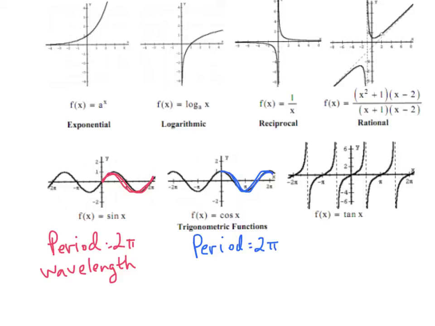Tangent have a different period. Tangent periods are pi. And you can see that if I look at one tangent piece, the period of a tangent curve is pi. And so there's not really a wavelength for tangent, but it still has a period. So once again, know what period means. It simply means wavelength. So if the question asks me what the period of this particular function is, you just count how big is one wavelength.